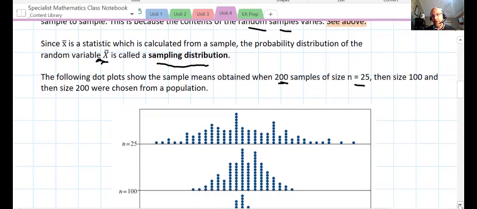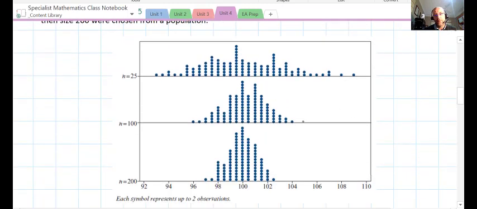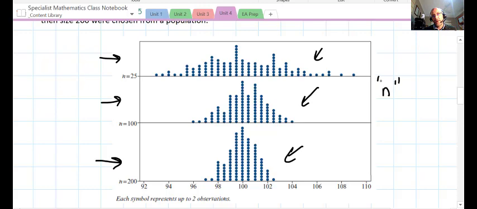So we did that with 25, and then 100, and then 200. So we had 200 samples of sample size 25, 200 samples of sample size 100, and then 200 samples of sample size 200. That's what each of the dots means. And we observed how the distribution looked once we increased n, the sample size. So the value of n is quite significant.